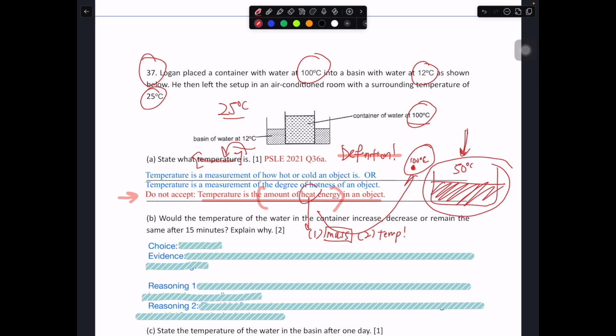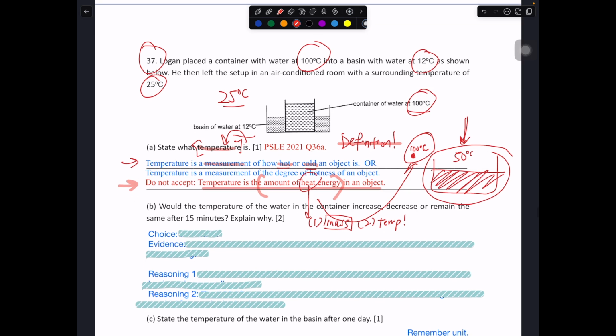Okay, with mass and temperature, then you can rather gauge which one will have more heat energy. So that's why temperature will never be the amount of heat in an object. It could be an indicator, but it's never solely the amount of heat in an object. It's always about how hot or how cold an object is. That's all. Okay, so the most important three words are measurement, hot or cold. These few words must be indicated. Okay, so there's three important words in this.